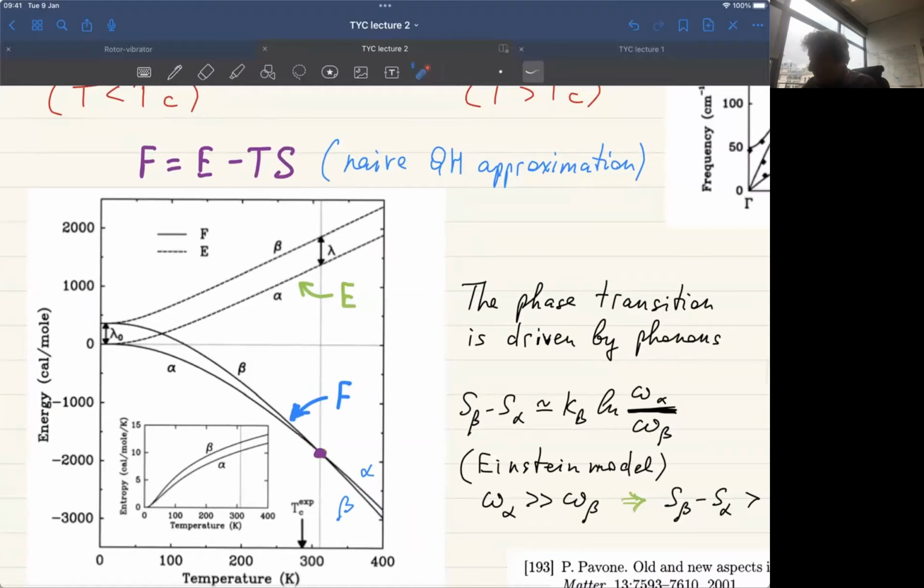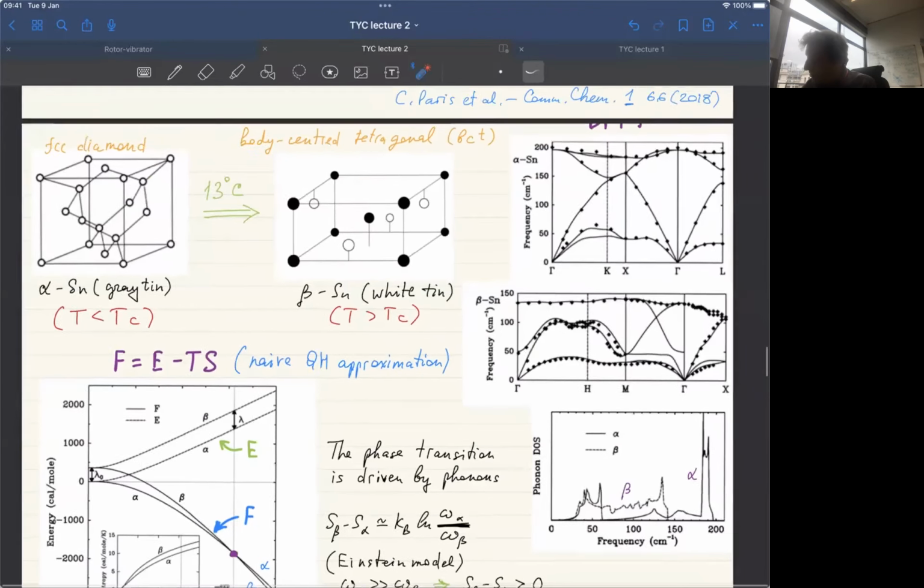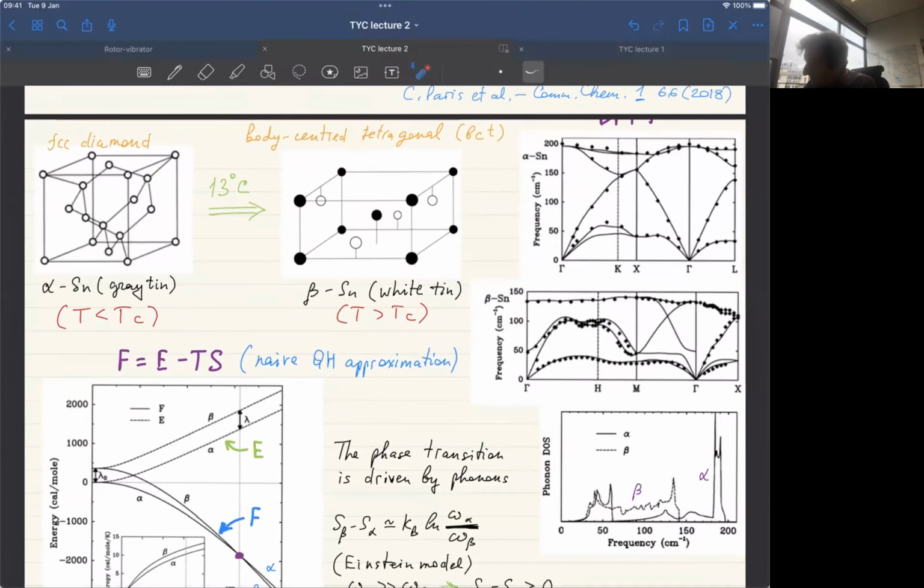They also looked at the density of states of phonons, and you can see that alpha phonons have high frequency phonons, but beta phonons do not. And they use this fact to explain what actually played the dominant role in establishing the free energy at lower temperatures of the alpha phase being dominant, why the alpha phase wins.